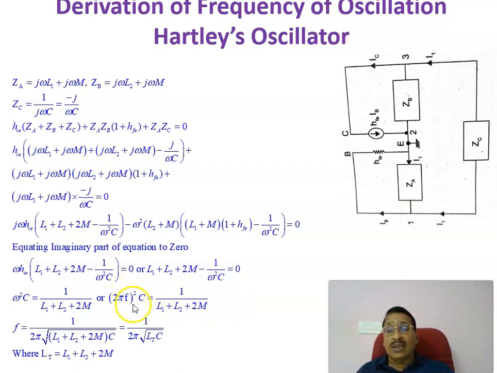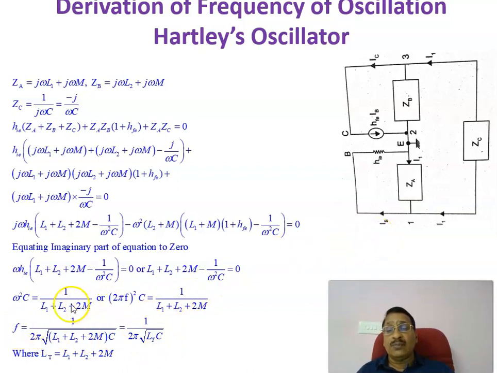Or we can say the frequency of oscillation f is equal to 1 by 2 pi root of (L1 + L2 + 2M) into C. This L1 + L2 + 2M is called the total inductance, LT. Therefore, f equals 1 by 2 pi root of LT into C. That is the frequency of oscillation.